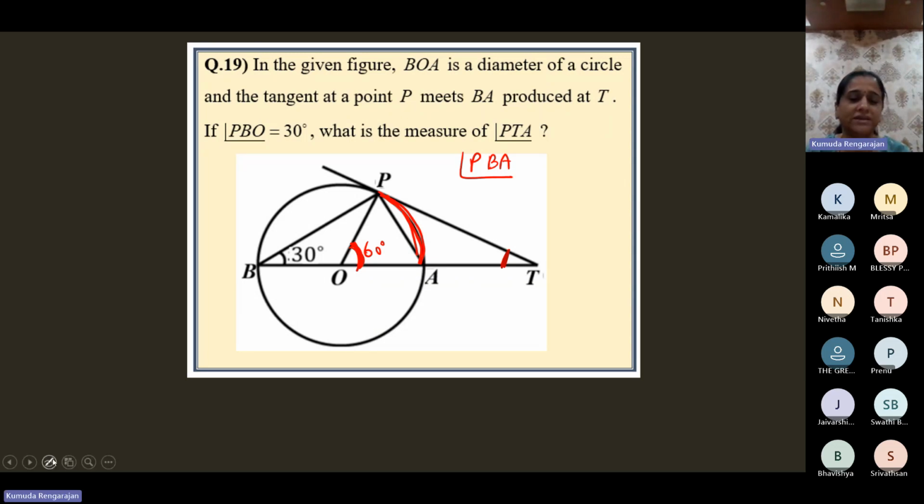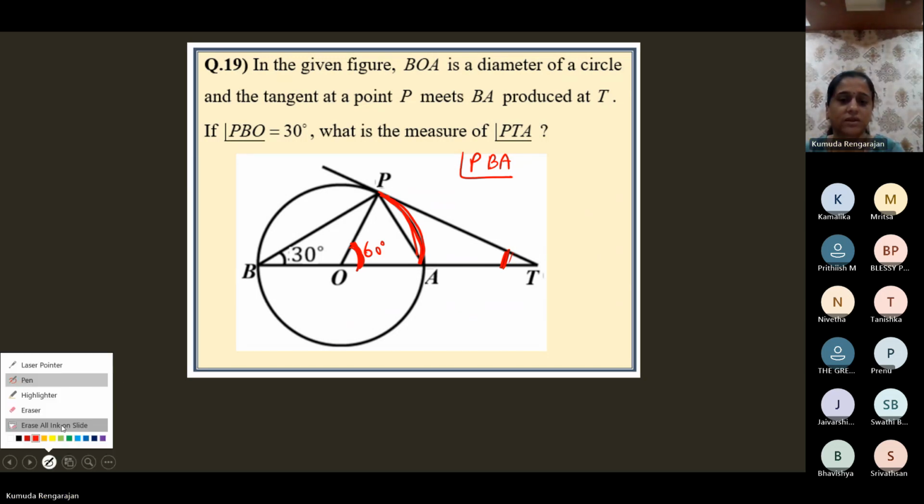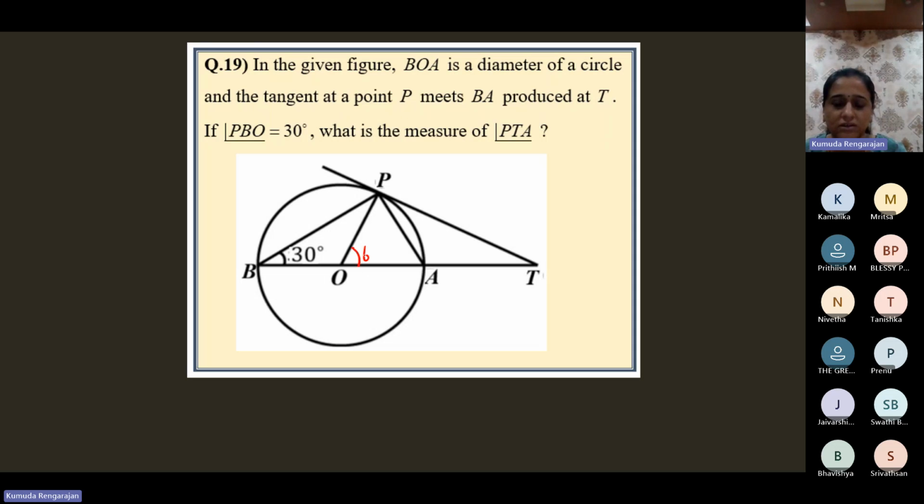Now, supposing your idea is to find this one by angle sum property in a triangle, okay? We've got this is 60, and you want to find PTA. This is the angle which we need to find, using angle sum property in this triangle. What's the measure of this angle?